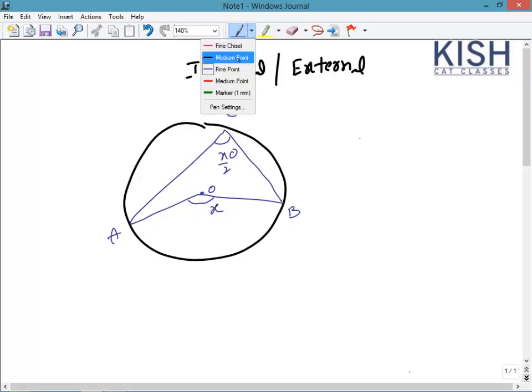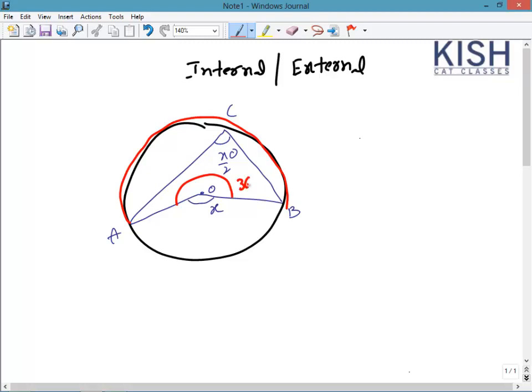Now observe the other one. AB is a segment, it's a minor segment. If we focus on the major segment, this is the major segment. Now the same segment, like a major segment, it made exactly 360 minus x degrees at the center.